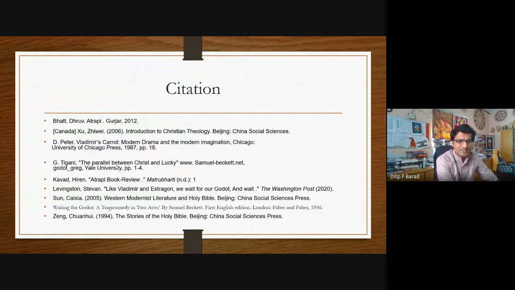In the same way, the citations of Peter and Tigani are also problematic, the way of citing. The last name should be full. You might have copied this from some sources, and all journals follow a different pattern. That's why it happens. So we have to follow one pattern, MLA or APA, where the last name is very important. The last name comes in full, and it is organized alphabetically by last name.